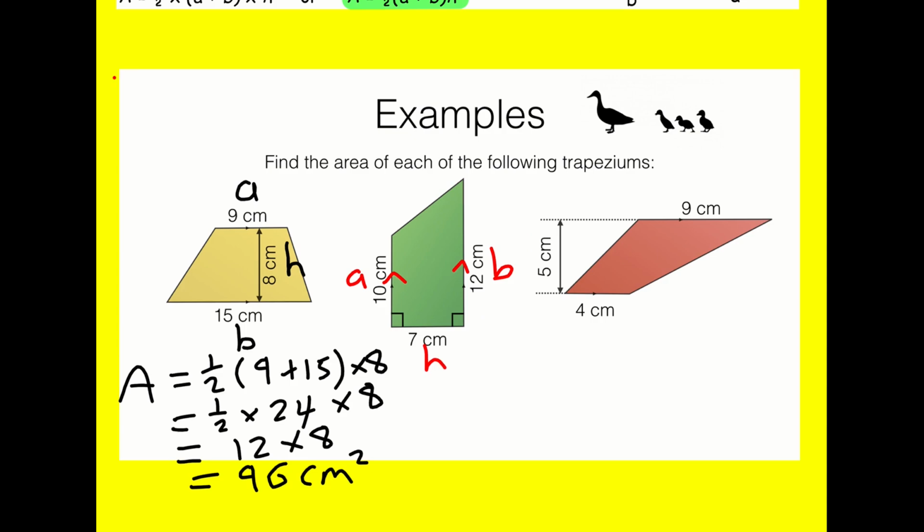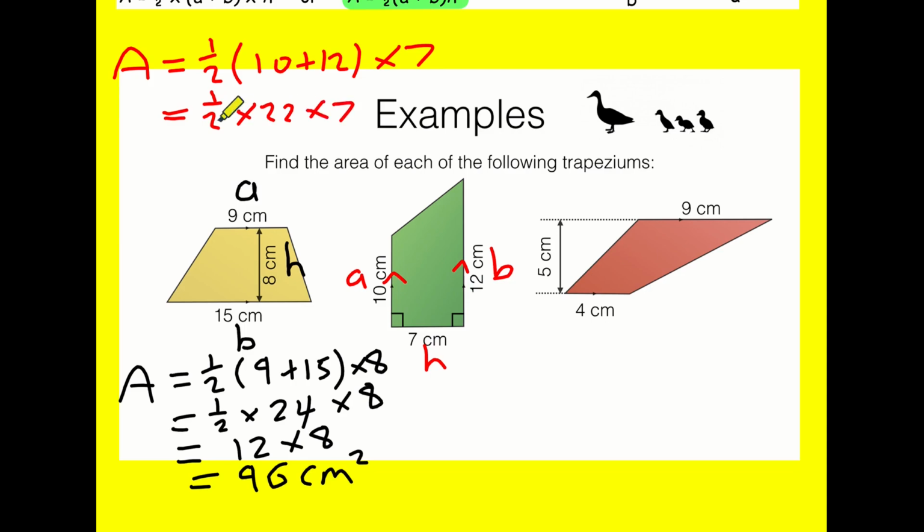If I want the area, I'm going to come up here and do it. The area is going to be a half times (10 plus 12) times 7. That's going to be a half times 22 times 7. I'm now going to find half of 22. That's 11. 11 times 7, which is 77 centimeters squared. So that is the area of this trapezium here.